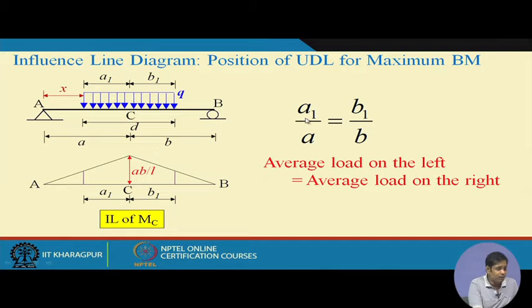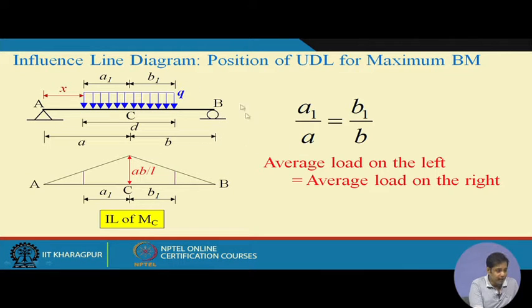If you multiply both sides of A1 by q, then q into A1 will be essentially the load on this part. Total load will be q into d, and q into A1 will be the total uniformly distributed load on AC, and similarly q into B1 will be the total load on CB. Now, q into A1 by a is essentially the average load on AC, and q into B1 by b is the average load on CB.